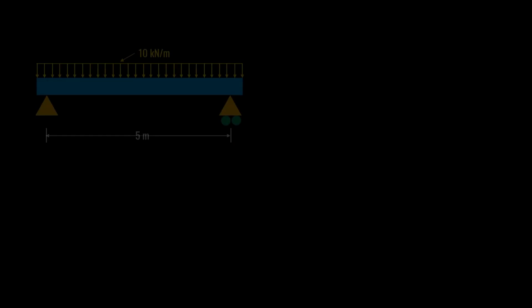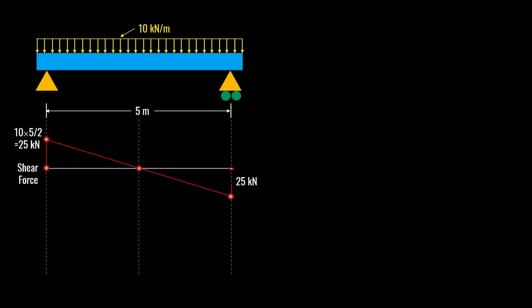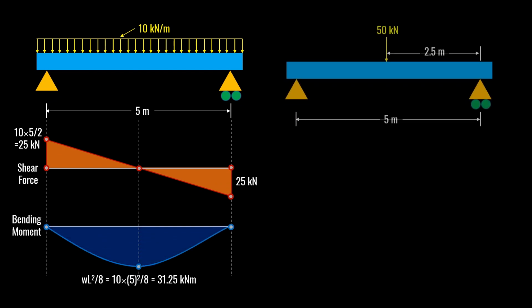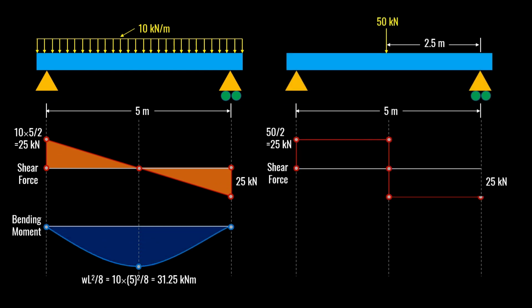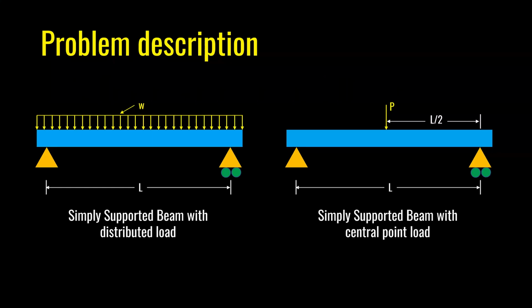In this tutorial, I will show you how to model a simply supported beam with a distributed load and a point load in S-frame. First, the problem description. This is a simply supported beam where you can see a beam with length L and UDL applied. UDL is uniformly distributed load, which is W. And here we have a central point load.